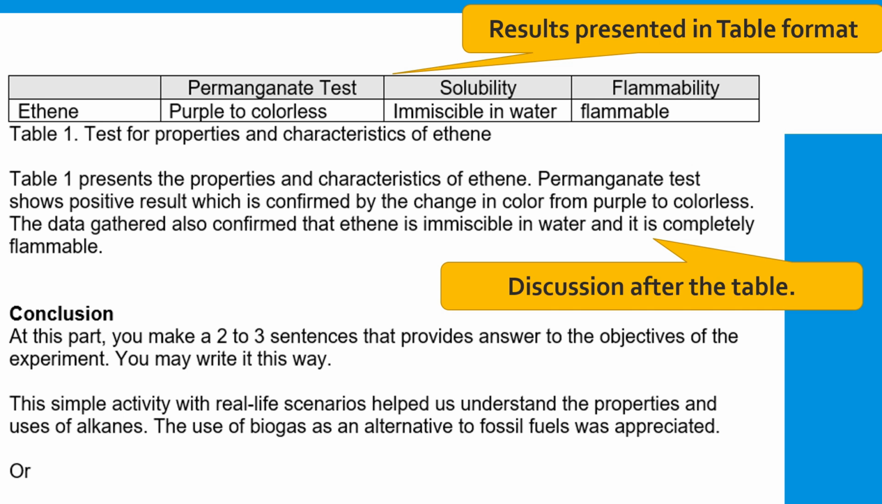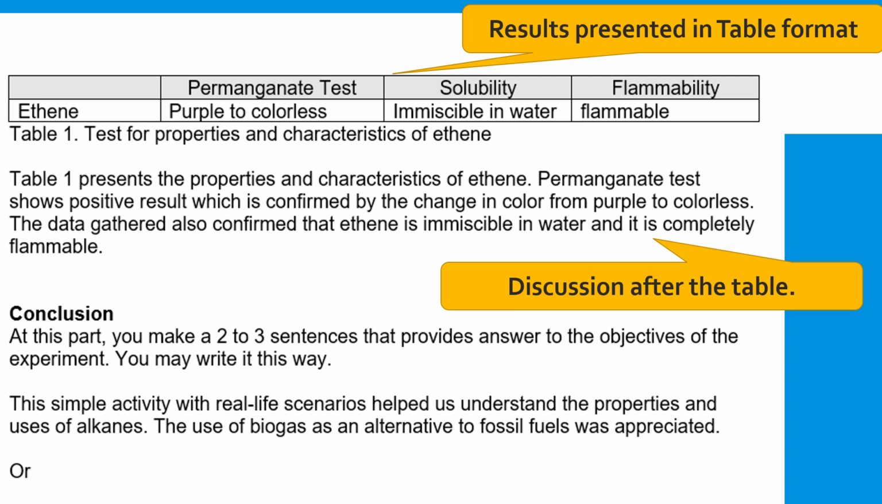Kagaya nito sa ethene, permanganate test: purple to colorless; solubility: miscible in water; flammability: flammable. Kung mayroon kang first table, lilabel mo siya sa table 1. Kung mayroon ka pang next na table, table 2. Next na table, table 3. So, may isa lang, so table 1.